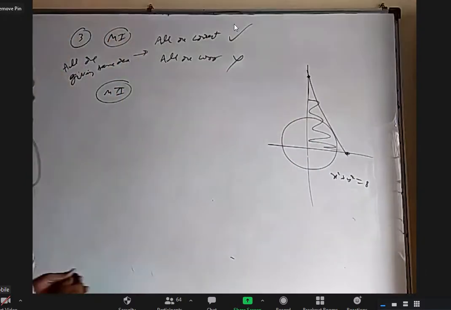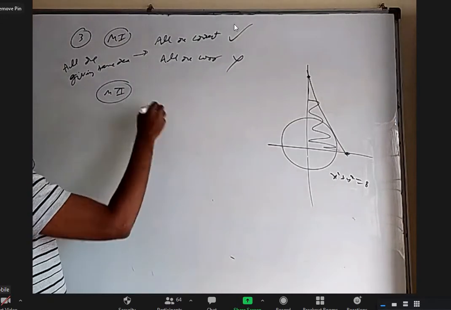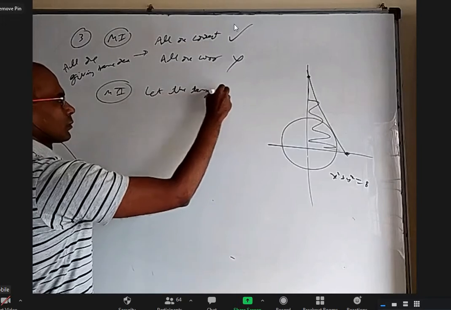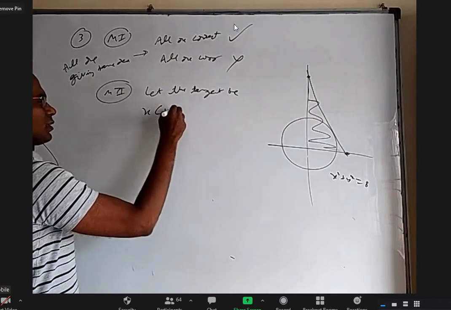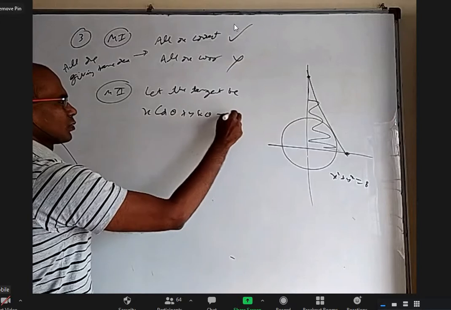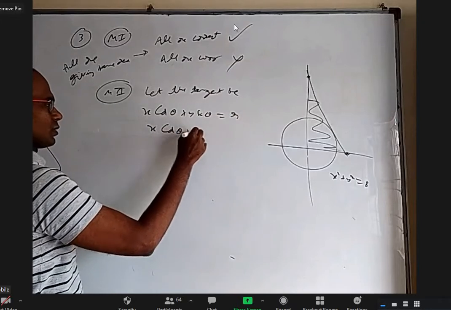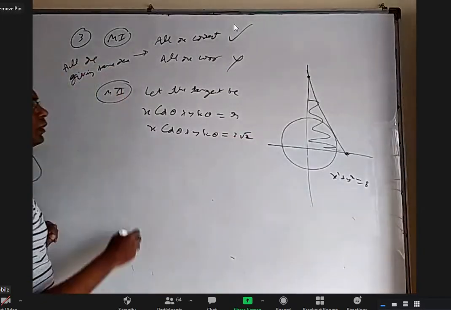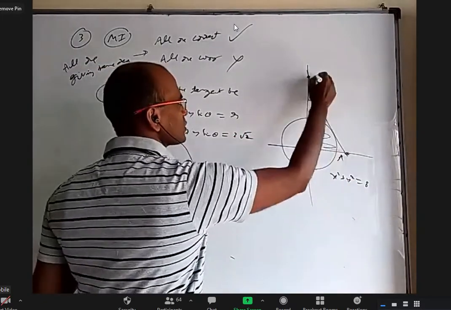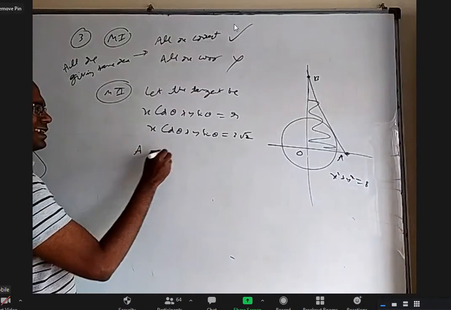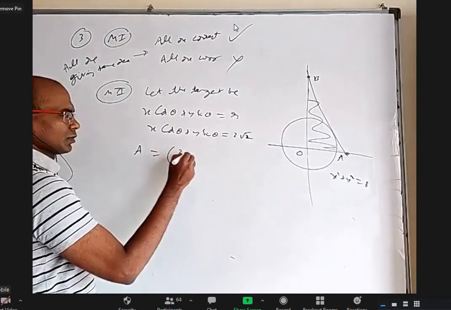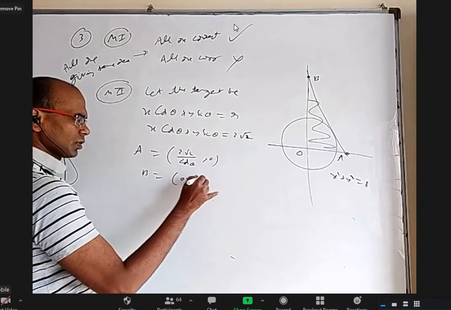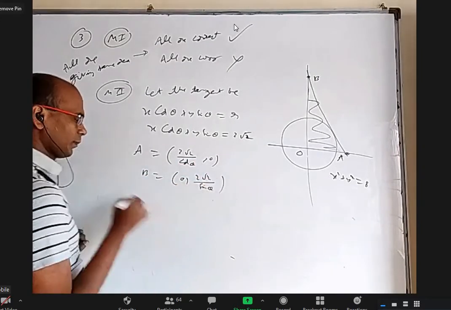What is that? Let the general tangent be x cos theta plus y sin theta equal to r, that is x cos theta plus y sin theta equal to 2 root 2. If this is O, this is A, this is B, then A is obtained by putting y equal to 0: (2 root 2 by cos theta, 0). B is (0, 2 root 2 by sin theta).